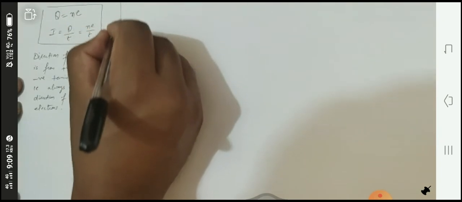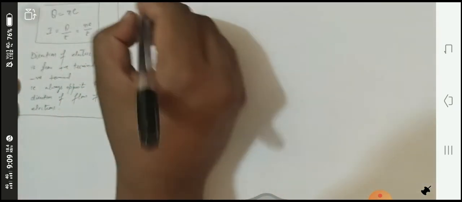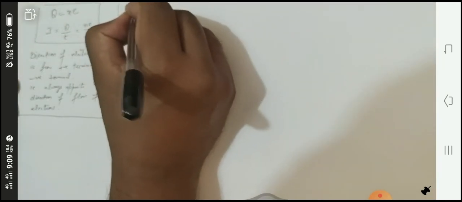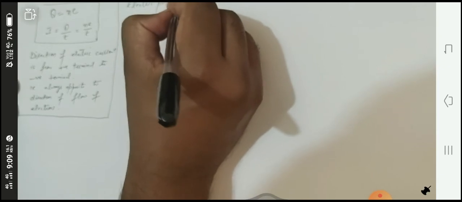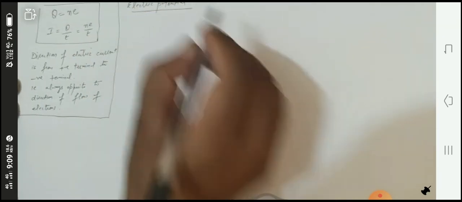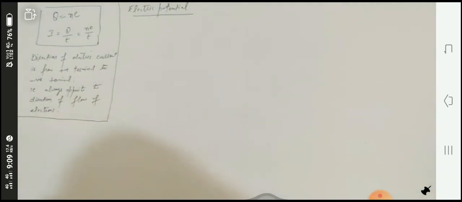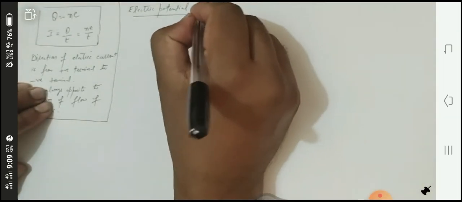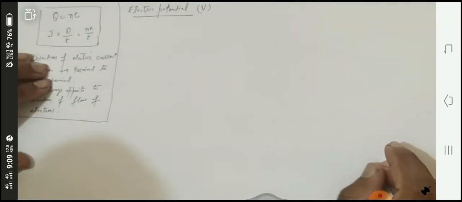So today we are going to discuss the concept of electric potential, then potential difference. After that, some circuit symbols. So first of all, electric potential is denoted by the symbol capital V. Fine. So what is electric potential?